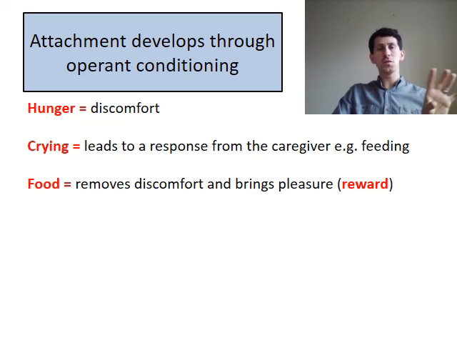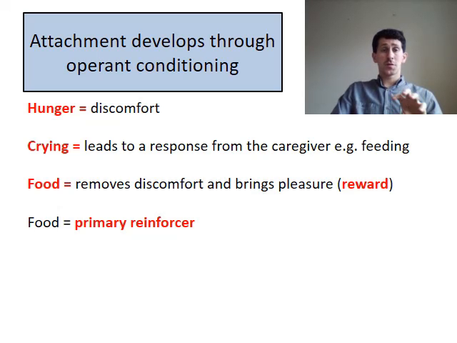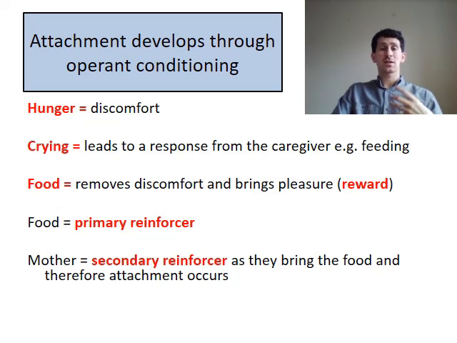The food removes all that discomfort and brings the baby some pleasure. That's the reward there, that positive reinforcement that the child would want. So the food becomes the primary reinforcer because that's what's causing the pleasure. And the mother becomes the secondary reinforcer because they're the person who's bringing the food to the child. Attachment starts to occur this way.